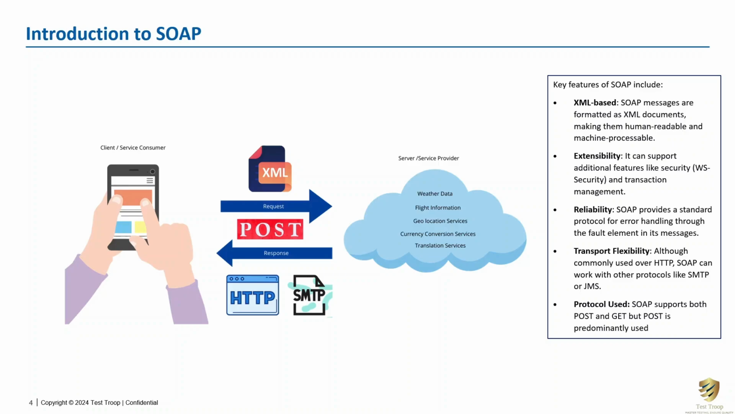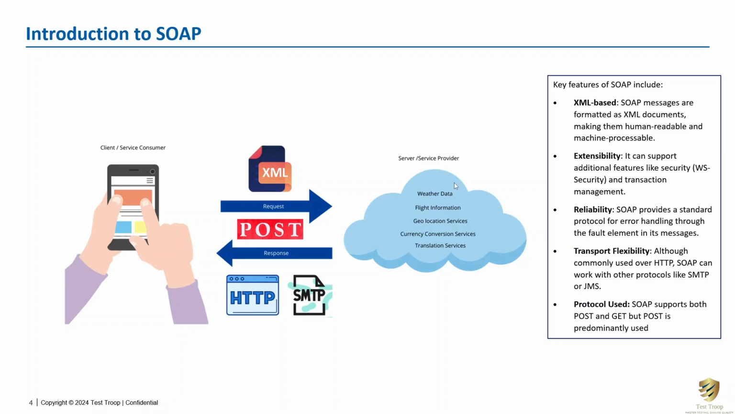Although SOAP uses the HTTP protocol for its communication, it also supports other protocols like JMS, Java Messaging Service, and SMTP, Simple Mail Transfer Protocol. This flexibility allows SOAP to be used in various messaging scenarios. SOAP generally supports both POST and GET methods, but POST is predominantly used.